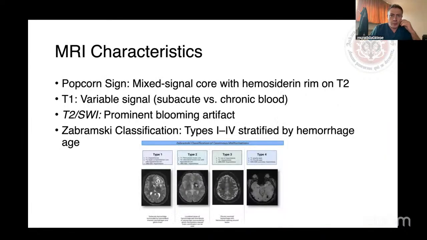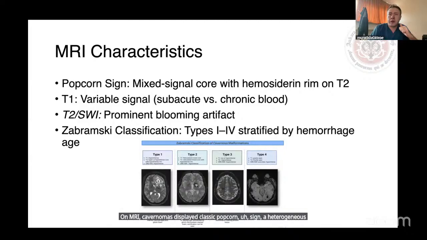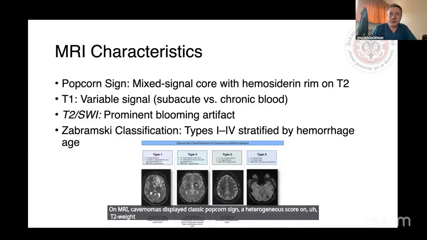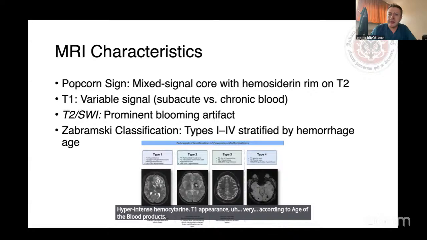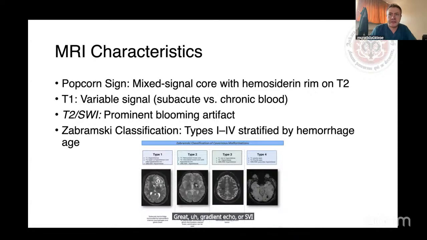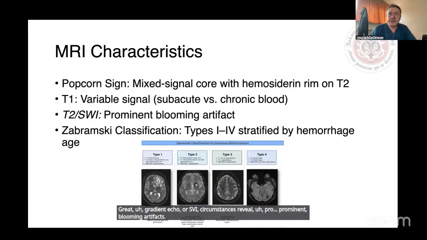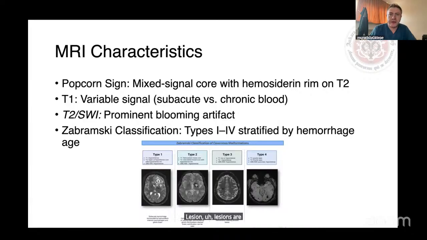On MRI, cavernomas display the classic popcorn sign, a heterogeneous core on T2 weighted imaging with a surrounding hypointense hemosiderin rim. T1 appearance varies according to the age of the blood products. Gradient echo or SWI sequences reveal prominent blooming artifacts. Lesions are classified into the Zabramski types 1 to 4 based on the hemorrhage age and morphology.